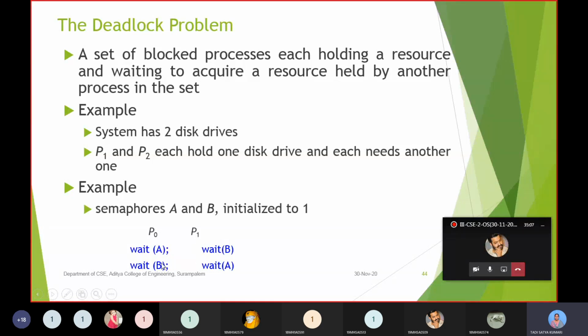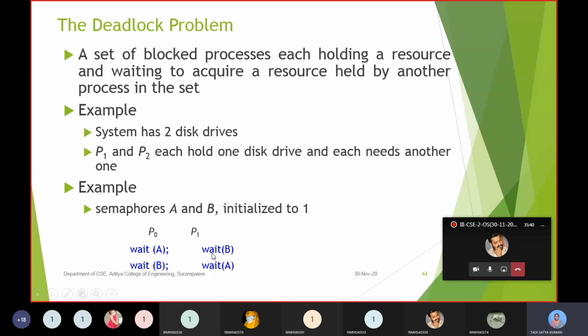Okay. And at the same time, when process P0 is executing the wait operation on semaphore B, process P1 wants to execute the wait operation on semaphore A. And already the value of semaphore A has become 0. So P1 cannot execute this wait operation. So P1 will go to the waiting state until the value of semaphore A becomes greater than 0, and P0 goes to the waiting state until the value of semaphore B becomes greater than 0.